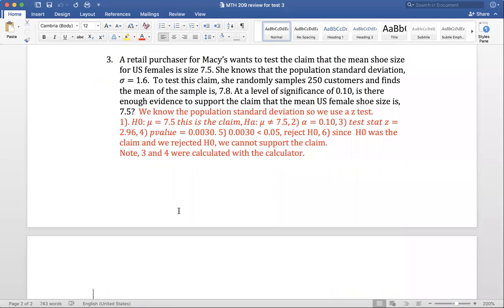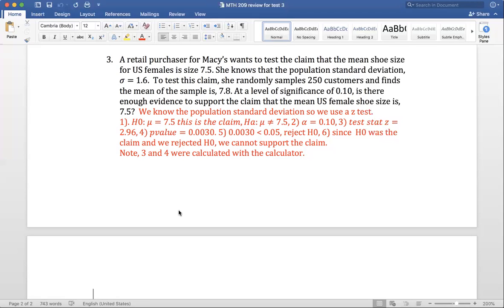Another question. A retail purchaser from Macy's wants to test the claim that the mean shoe size for US females is size 7.5. She knows the population standard deviation is 1.6. To test this claim, she randomly selects 250 customers and finds the mean is 7.8. At a significance level of 0.1, is there enough evidence to support the claim that the mean US female shoe size is 7.5? So first off, since we know the population standard deviation of 1.6, we can use the z-test.